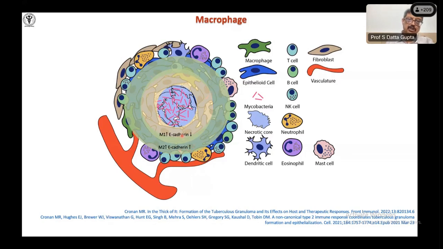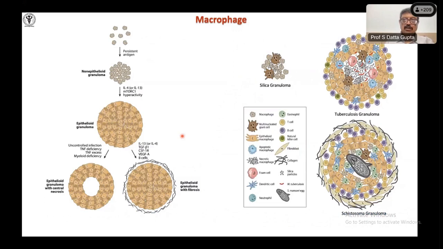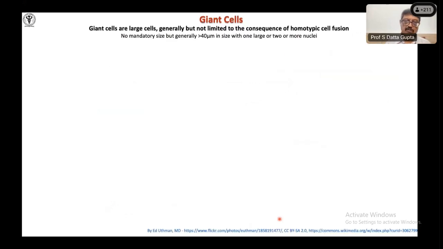The M2 are more E-cadherin positive than M1. So you see, you have a non-epithelioid granuloma, then you have epithelioid. Then they become necrotic if there is uncontrolled infection. The right amount of TNF is not there. Then they become necrotic. On the other hand, if they have IL-13, TGF-beta-1, then they become more toward the M2 and they become fibrotic. Some granulomas will have more giant cells than epithelioid cells, right? So we'll come to that.